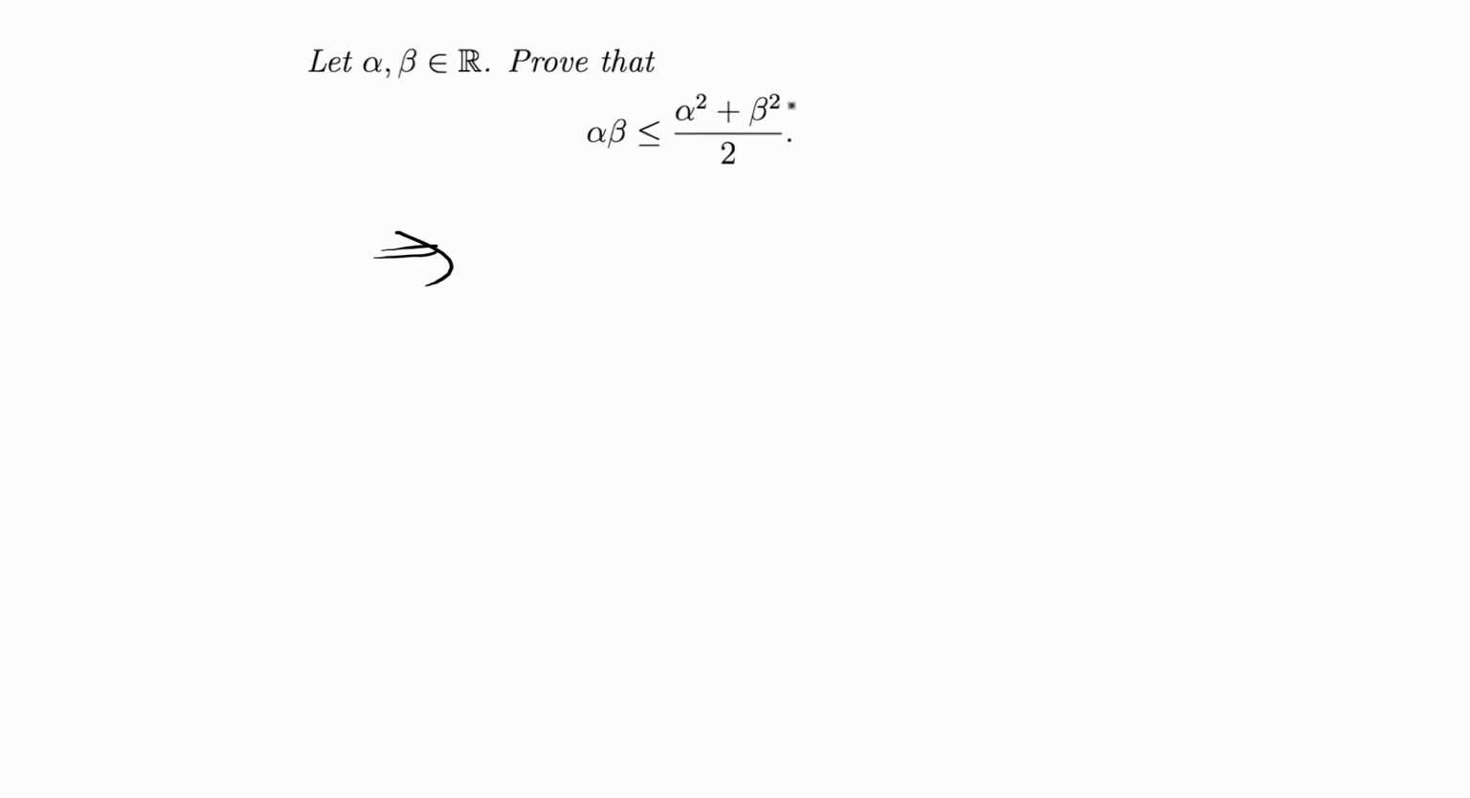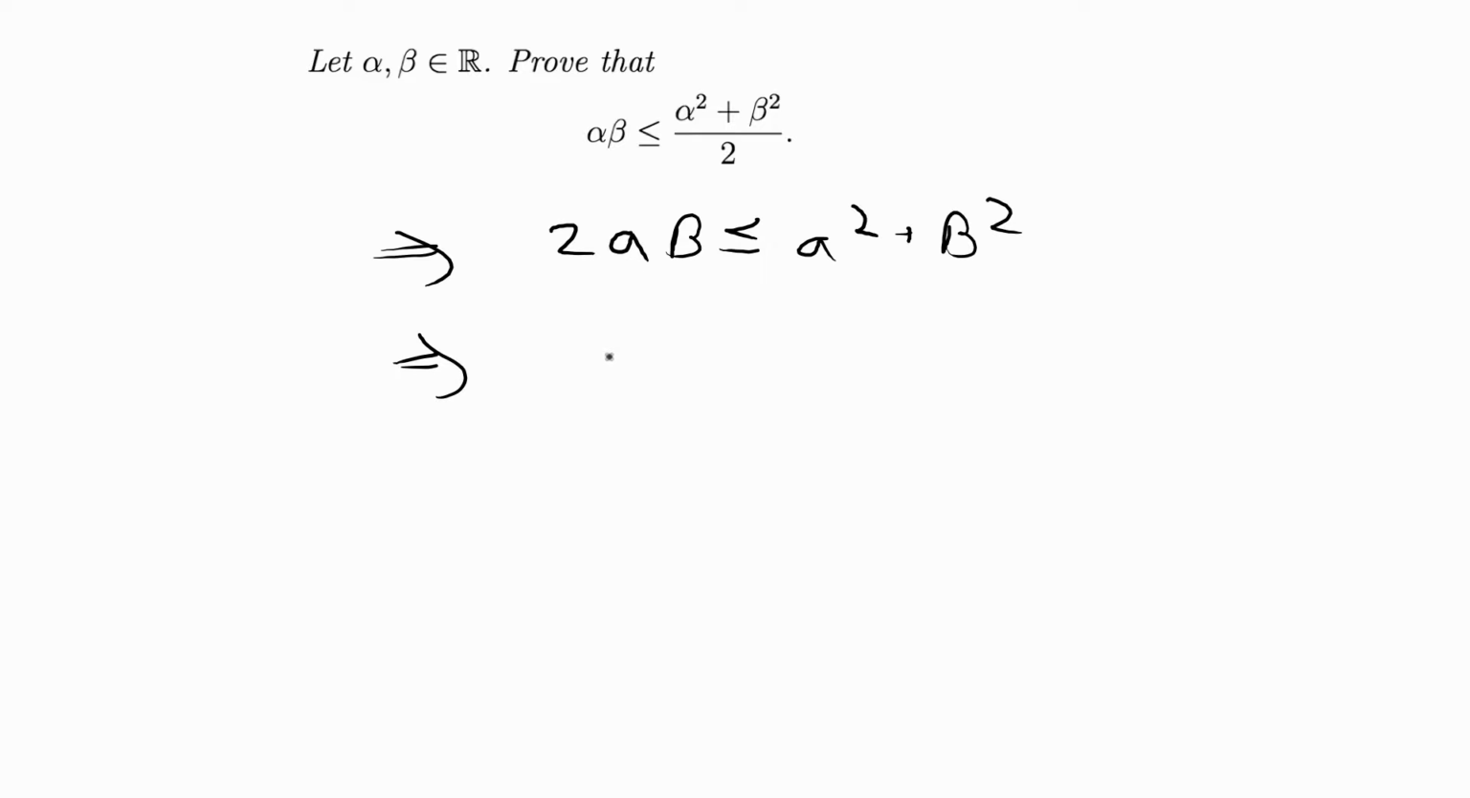So if it's not obvious to you right away what to do with this problem or how to prove it, one thing that you can do is try to get all the terms to one side. And in this case, if you do that, it should make it a lot more obvious what you want to do. So let's first multiply by 2 actually. So 2AB is less than or equal to A squared plus B squared. So we just got rid of the denominator on the right hand side.